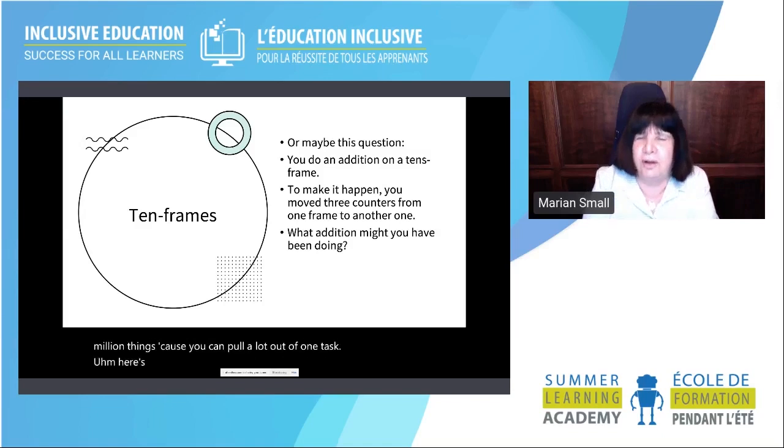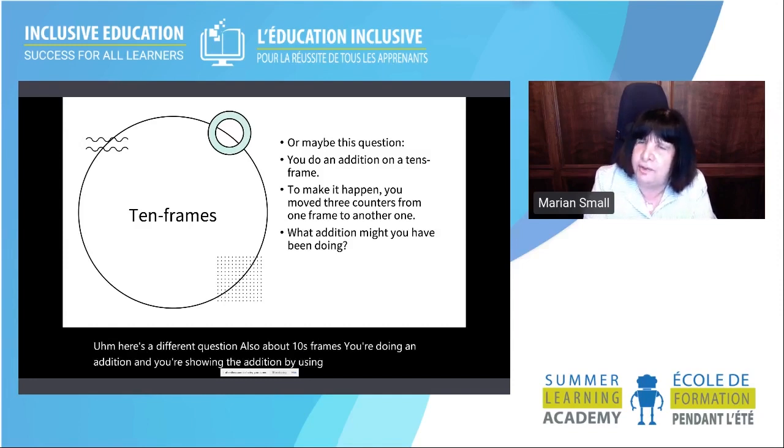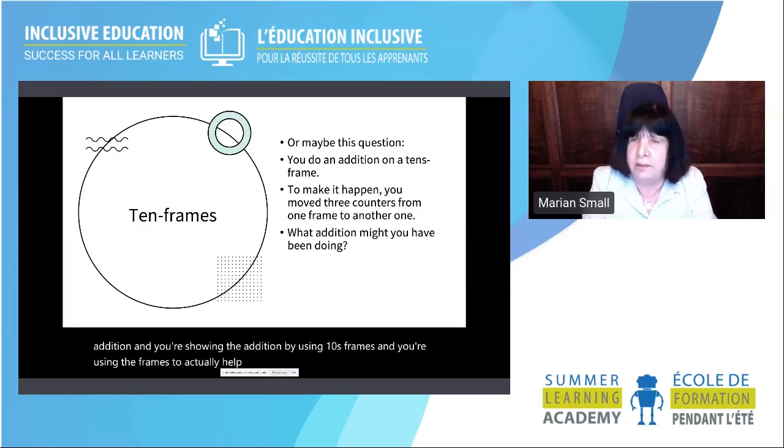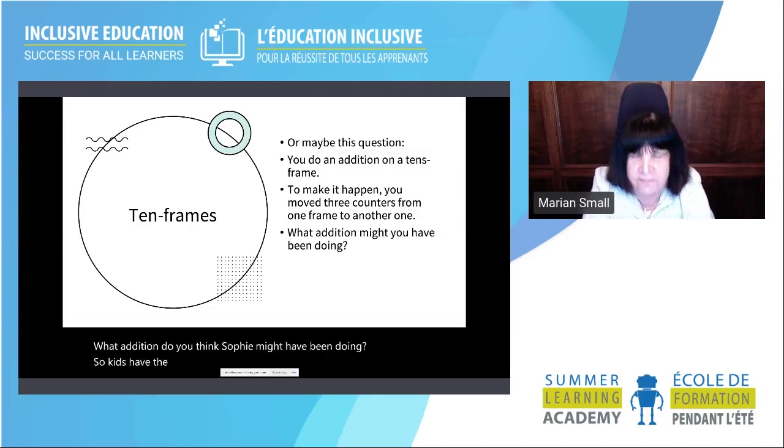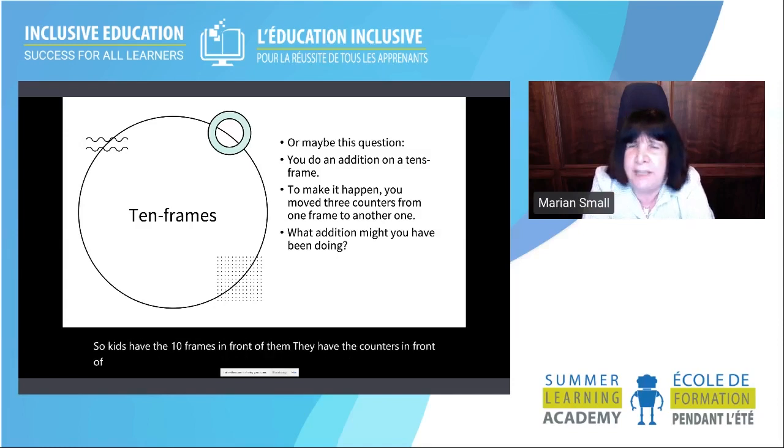Here's a different question, also about tens frames. You're doing an addition, and you're showing the addition by using tens frames, and you're using the frames to actually help you figure out the answer. So in order to help you figure out the answer, I would say it more dramatically, like I was watching Sophie do this, and I noticed she moved 3 counters from one frame to another frame in order to do the addition. What addition do you think Sophie might have been doing? So kids have the 10 frames in front of them, they have the counters in front of them, and they're going to play around. So they get lots of play around time to see what they would do.